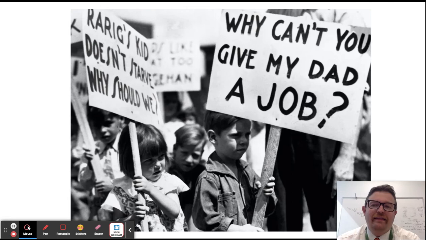Then maybe we look at the other half of the picture and we see a sign that says, "Rarig's kid doesn't starve, why should we?" And maybe we get into a conversation about who we think Rarig is and what his role is in all of this. And then we talk about some visual appeals of, why would children be the ones out picketing? So it's the ability to move throughout the picture and look at different pieces of the picture.